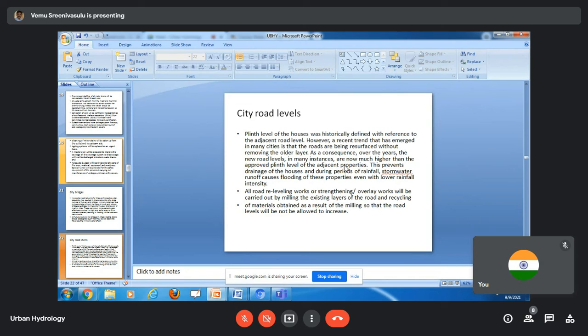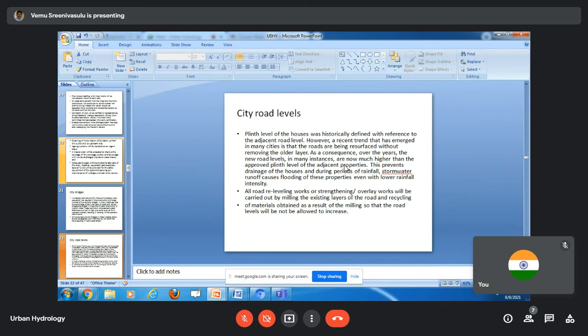City road levels. Plinth levels of the houses was historically defined with reference to the adjacent road level. However, a recent trend that has emerged in many cities is that the roads are being resurfaced without removing the older layer. As a consequence, over the years, the new road levels in many instances are now much higher than the approved plinth level of the adjacent properties. So this prevents drainage of the house, and during periods of rainfall, stormwater runoff causes flooding of these properties even with lower rainfall intensity.